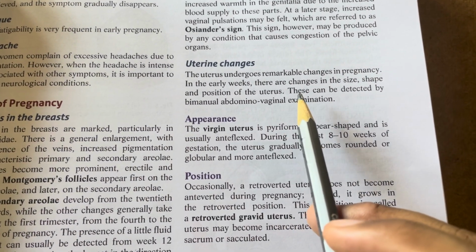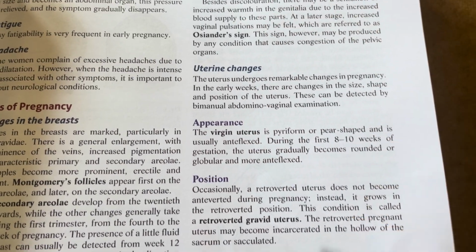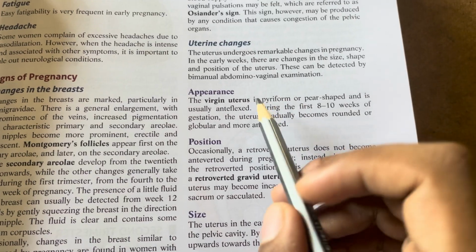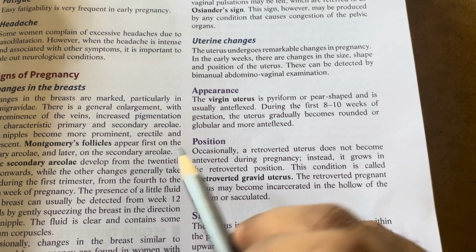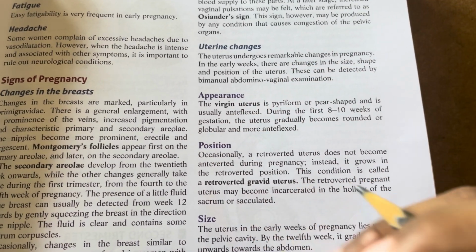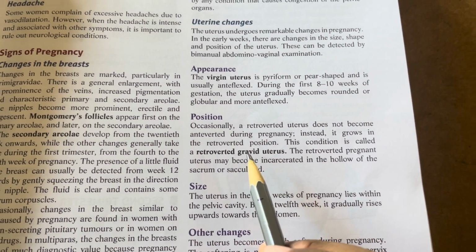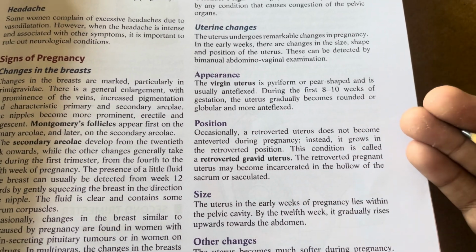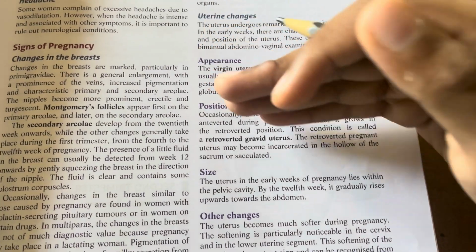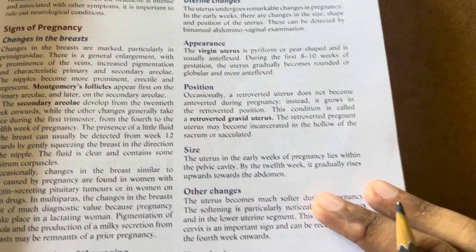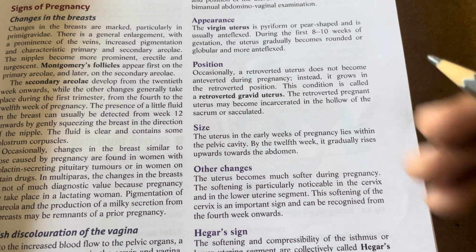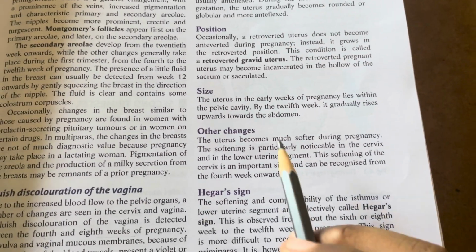Next, uterine changes. The uterus increases in size. You can detect the fundal height on examination. Next, appearance. The virgin uterus is pyriform and anteflexed. Then during the first 8 to 10 weeks, the uterus gradually becomes rounded or globular. Position: sometimes a retroverted uterus does not become anteverted during pregnancy. It remains retroverted. That is when the fundal height is less than what you would expect from the gestational age. Next, size. By the 12th week, the uterus starts going into the abdomen.